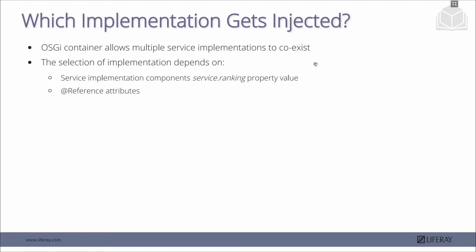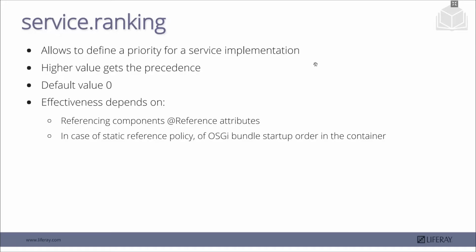Now, one of the biggest questions when dealing with the @reference annotation is, if I have multiple implementations of a service, which implementation is going to be picked up when I use the @reference annotation? There are a lot of different ways that we can control this. The two big ones we're going to talk about are, first, using a service ranking, and second, manipulating some of the attributes or elements within the @reference annotation. So let's first start off by talking about the service ranking.